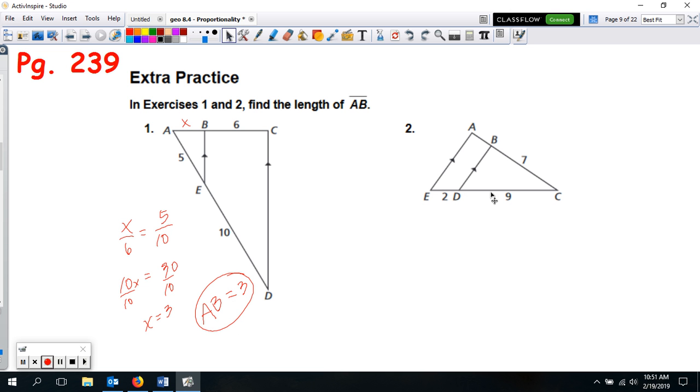Number 2, we're looking for AB, which is here. So we want to locate that first. So we're looking for this little segment here. Again, we can set up our proportion. So this side right here with x and 7. x over 7 could be our first ratio.